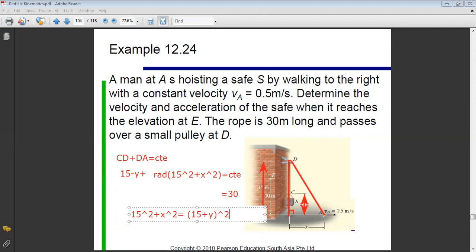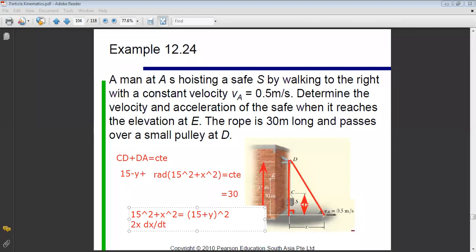Why did I do this? Because when I put it in this form, the derivative will be easier, because you know that deriving a radical is not simple. So now I will derive each side. If I start with the first side, what is the derivative? If I have x squared and I want to derive with respect to time, I use the chain rule. The chain rule tells me that I derive first with respect to x, then I multiply by dx over dt. So it will give me 2x times dx over dt.